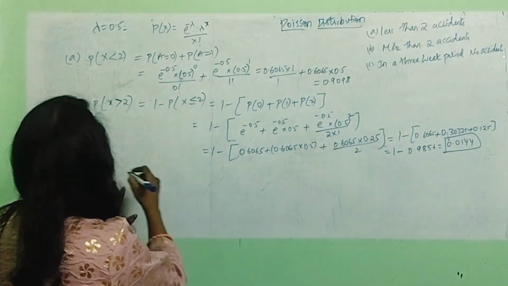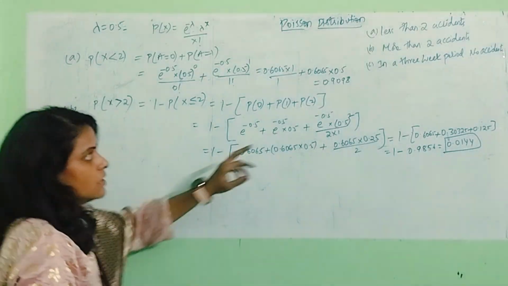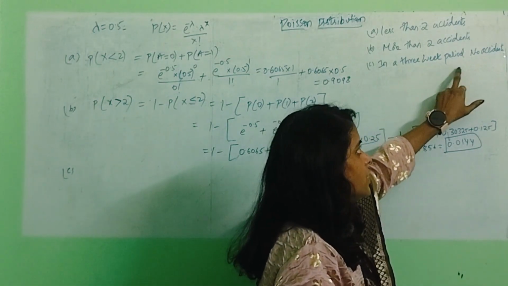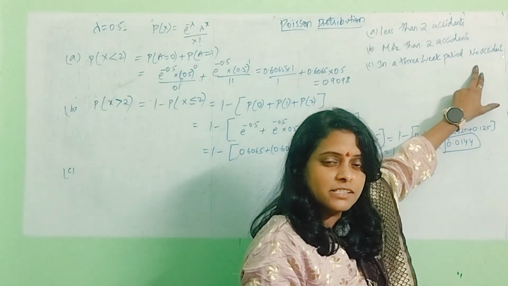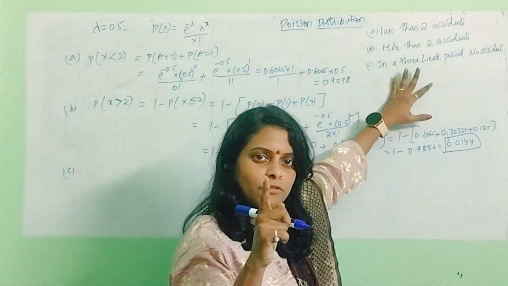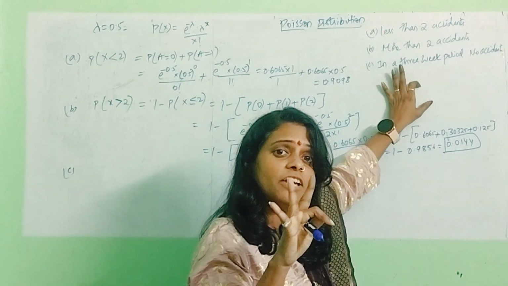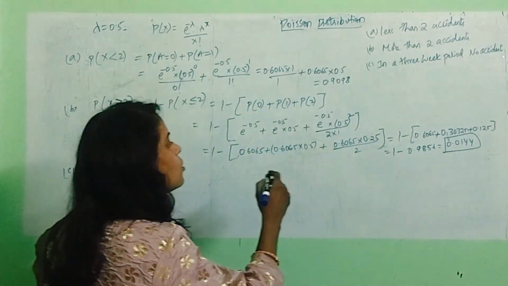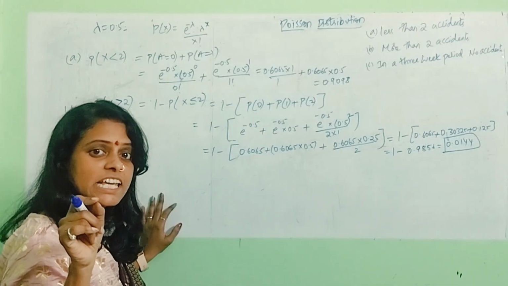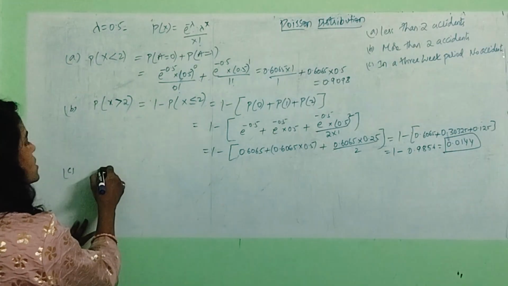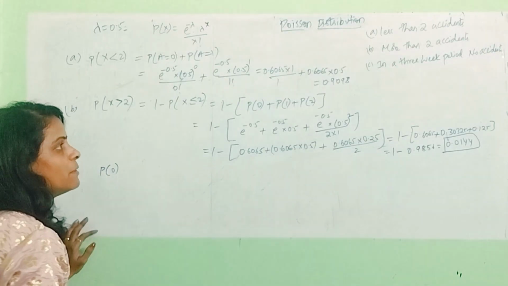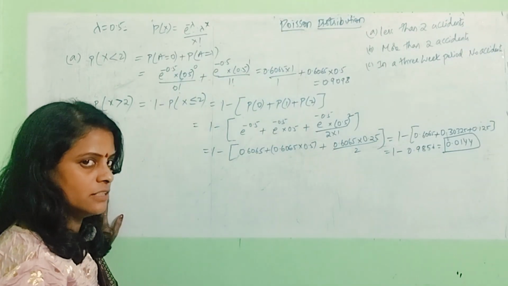Then what is C? That is the next question: in a 3-week period, there are no accidents. In the previous two questions, they asked for only 1 week. Now here they are asking for a 3-week period. So for the first week, no accident. No accident means P of 0.